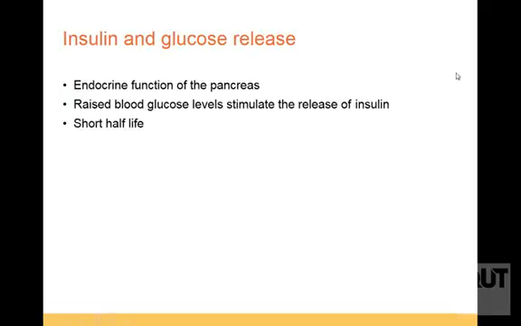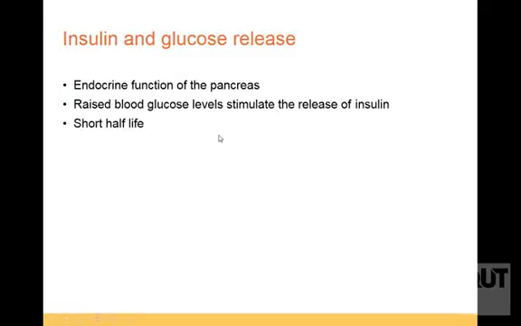So when we're considering insulin and glucose release, we're looking at the pancreas as the key organ. You might recall that the pancreas has two functions. It functions as an endocrine organ, where it secretes hormones into the bloodstream, and also as an exocrine organ, where it produces components for the processing of food. Those components are secreted outside the organ into the digestive system.